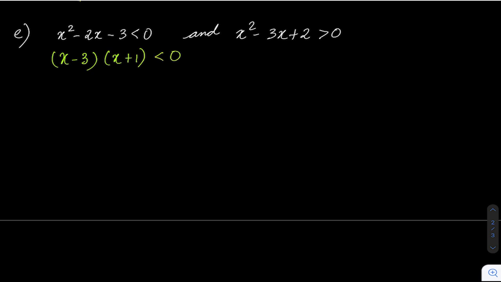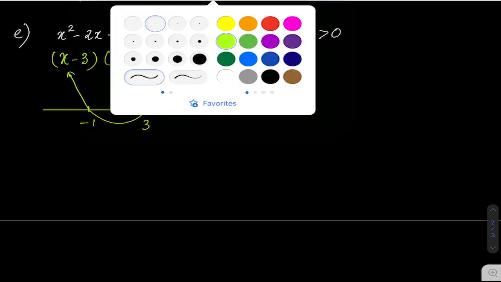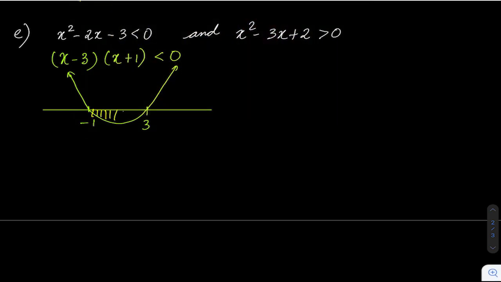Let's quickly draw a small graph. This is minus 1, this is 3, and it is less than. This is my graph because my coefficient of x square is 1, so it opens upwards. In this case, I need less than, which means I need this part, because the quadratic is below the x-axis. Below the x-axis means y is negative, so the quadratic is negative. So my answer for this part is x is between minus 1 and 3.